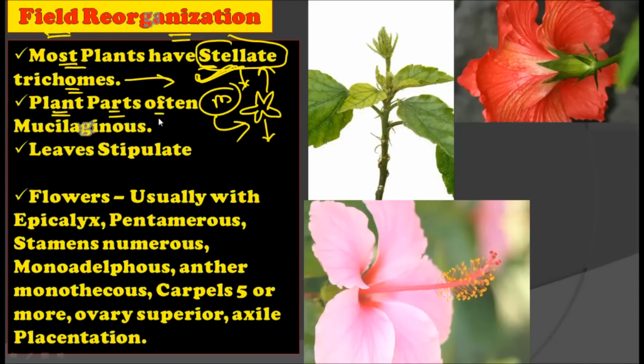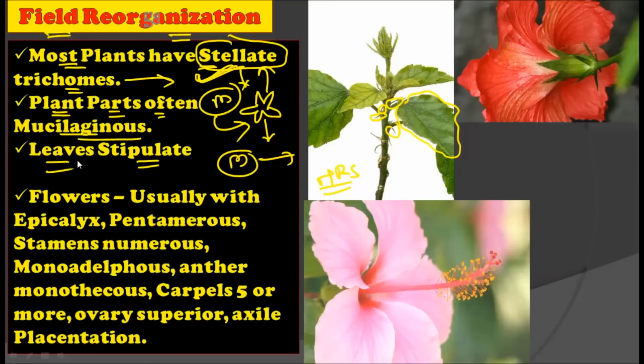Then plant parts are often mucilaginous. That is, the plant parts of the Malvaceae family often have mucilage on them. That is, a sticky or viscous substance is present on their leaf or stem. Then leaves are stipulate. As you can observe here, it's a picture of Hibiscus rosa sinensis. In this picture of Hibiscus rosa sinensis, you are seeing the leaves. And as you know, stipules are present at the base of leaves. Here you can observe these small stipules which are present at the base of the petiole, and that is why leaves are said to be stipulate in the Malvaceae family.